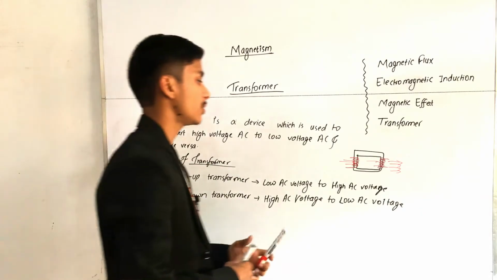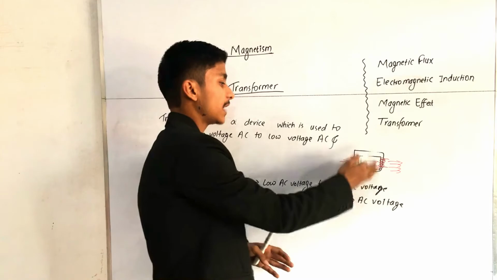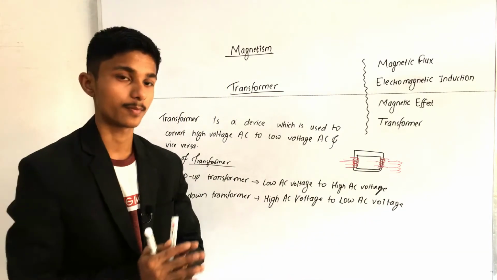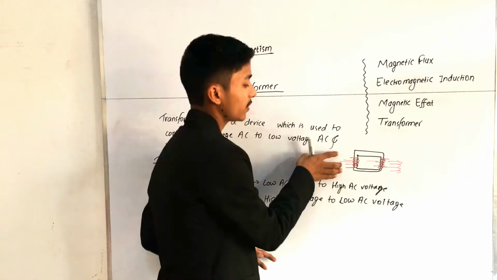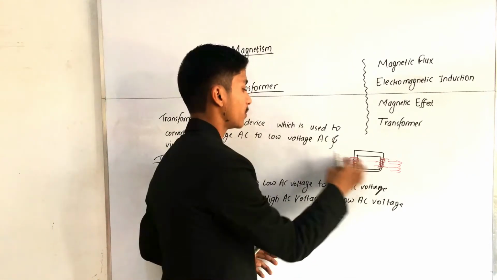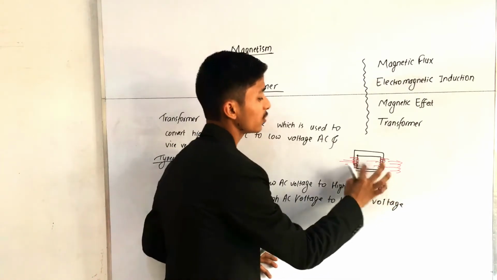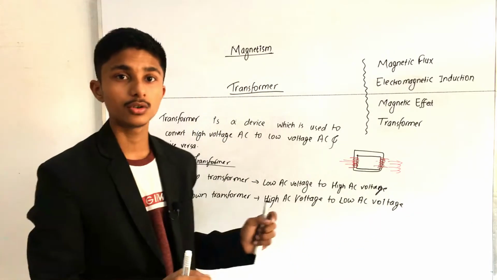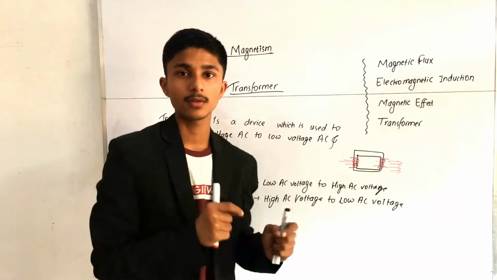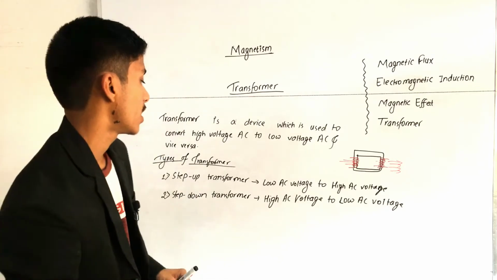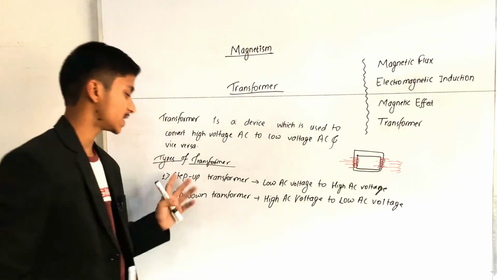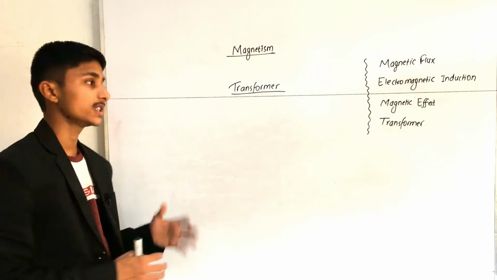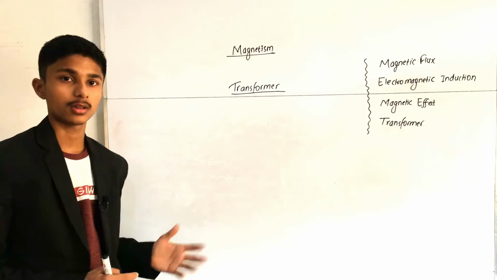And for the step down transformer it is just the inverse. The number of turns in the primary coil is greater than in the secondary coil. When a high amount of electricity is passed through the primary coil, then the voltage gets decreased due to the low number of turns. Okay, we have now understood step up transformer and step down transformer. Now we discuss what is primary coil, secondary coil and core.